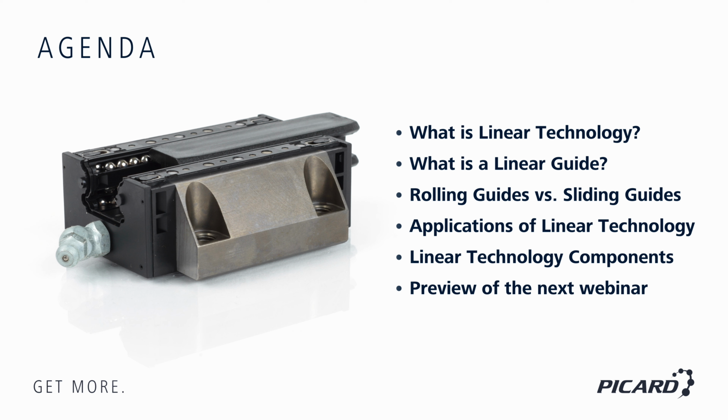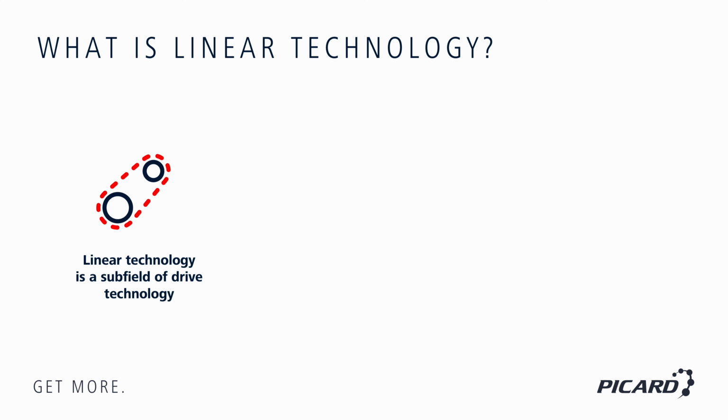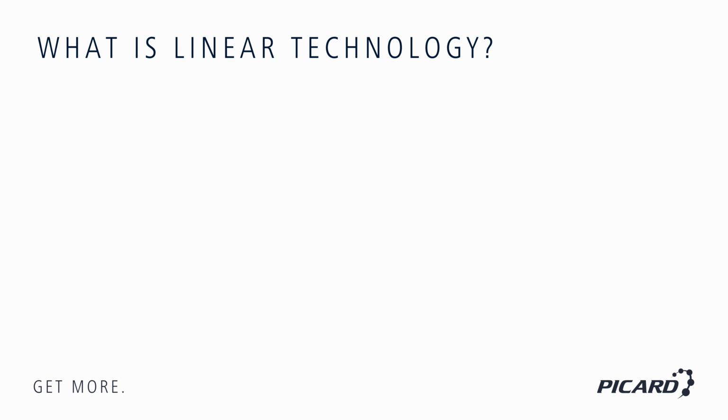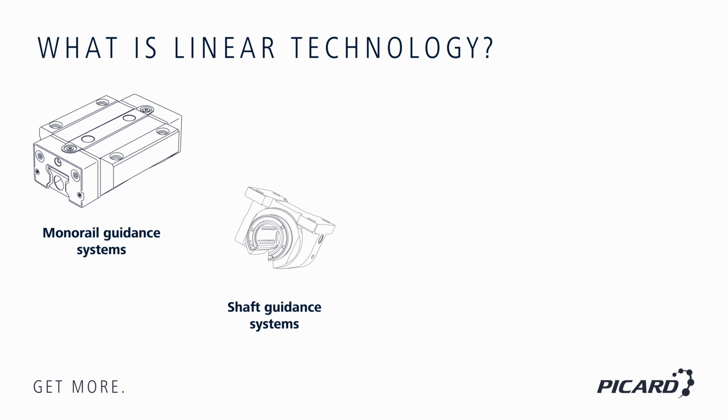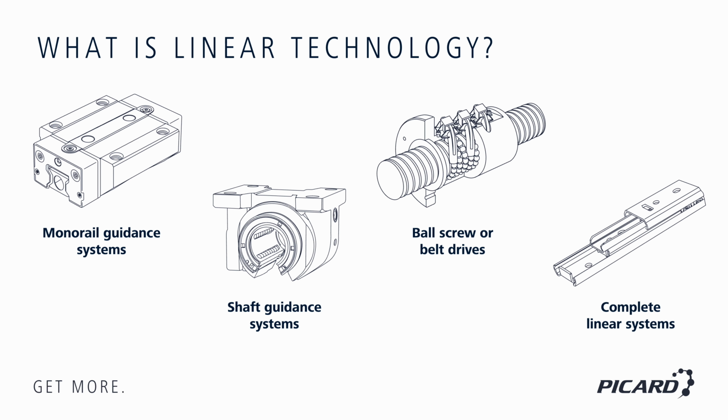What exactly is linear technology? Linear technology is an important subfield of drive technology and involves mechanical and mechatronic systems that enable precise linear movements. It's characterized by low friction resistance, high repeatability, and reliable performance. Additionally, it can handle radial loads without significant deformation. Key components include monorail guidance systems, shaft guidance systems, linear drives like ball screw and belt drives, as well as complete linear systems.